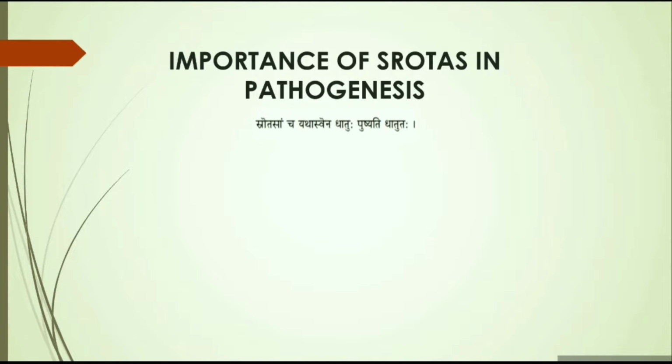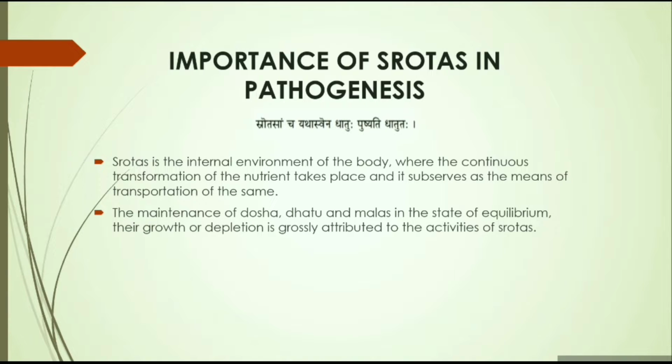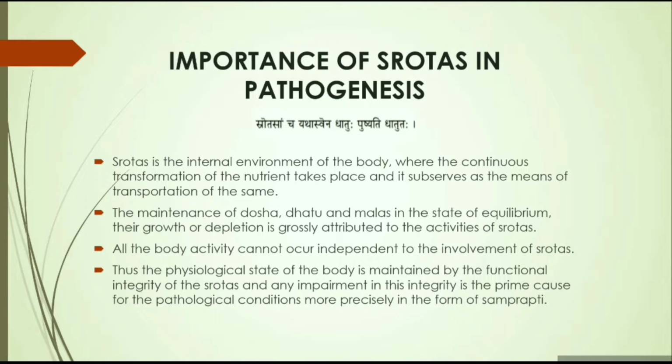Shrotasam cha yatha sevana dhatuhu pushyati dhatutaha. Shrotas is the internal environment of the body, where the continuous transformation of the nutrient takes place and it serves as a means of transport of the same. The maintenance of dosha, dhatu and mala in the state of equilibrium, their growth or depletion, is grossly attributed to the activities of Shrotas. All body activity cannot occur independent of the involvement of Shrotas. Thus, the physiological state of the body is maintained by the functional integrity of the Shrotas.